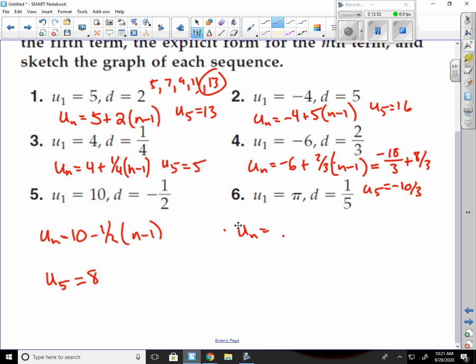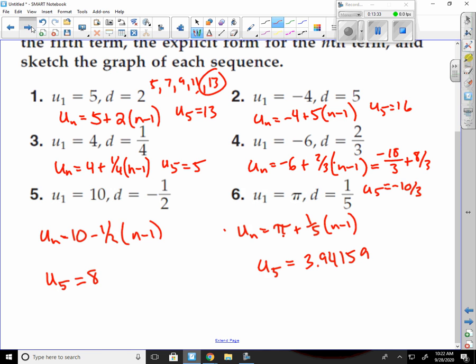Last one, u sub n equals u sub 1, which is pi, plus 1/5 of n minus 1. Find my fifth term. I get pi plus 4/5. And I don't even know what that is, so I just put it in the calculator. Pi plus 4/5 gives me 3.94159. That's it.